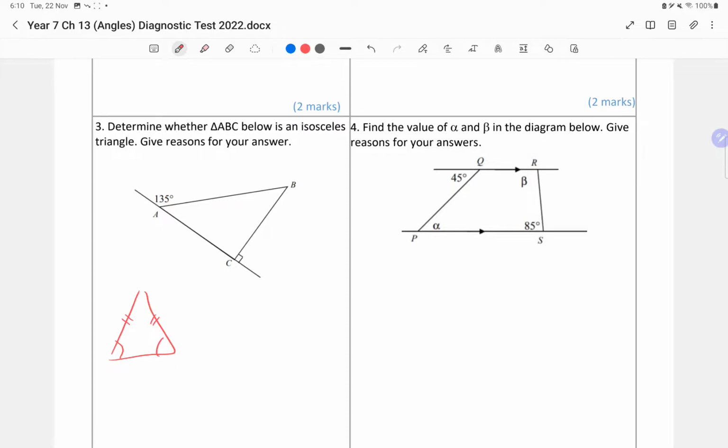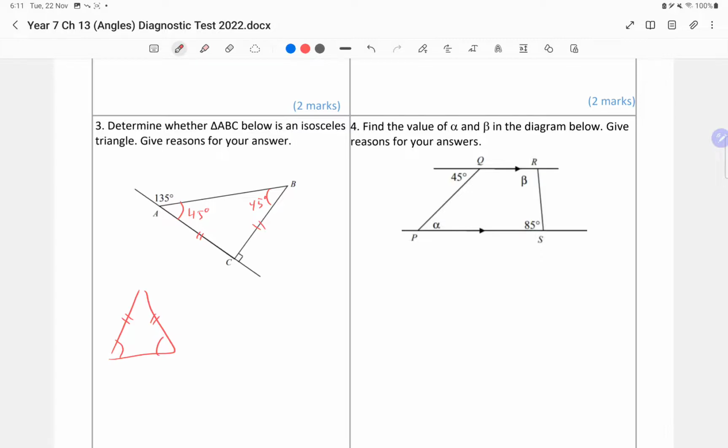Now, we don't have any sides here, so the only thing we can rely on are the angles, right? So if this is 45 degrees, because it's the complementary angle to 135, what's the other angle then? 45 degrees. Yeah, the two base angles are the same. So then it's an isosceles triangle, and these two sides are the same. You know how to write it out?